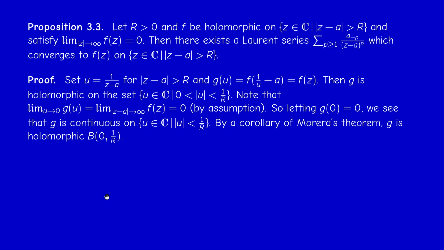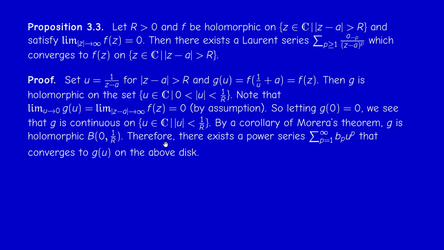Therefore, by the theory of chapter 2, we can expand g in a convergent power series. Of course, we start from 1 because g of 0 equals 0, so b0 equals 0. Convergence happens in this disk. This is the first main result of chapter 2, that a holomorphic function is analytic. And that's it. When I replace u by its value, I go back to f, and I get this expansion of f. And this ends the proof.